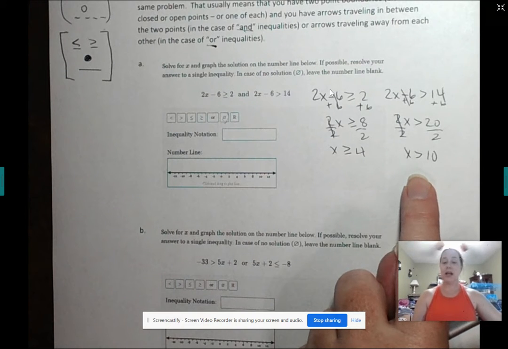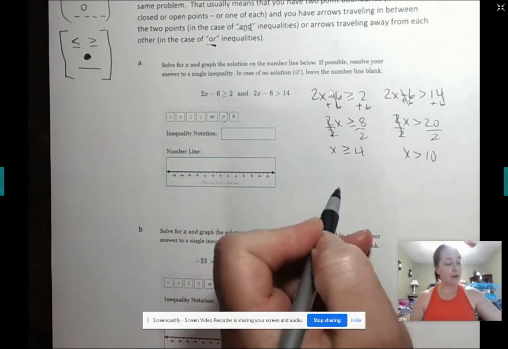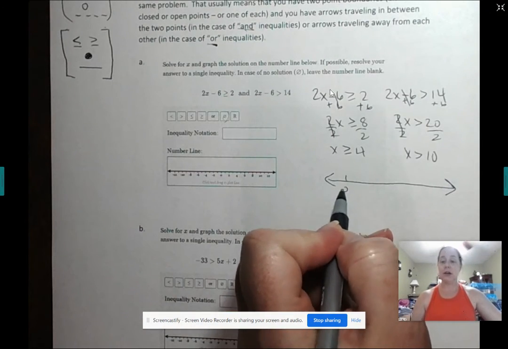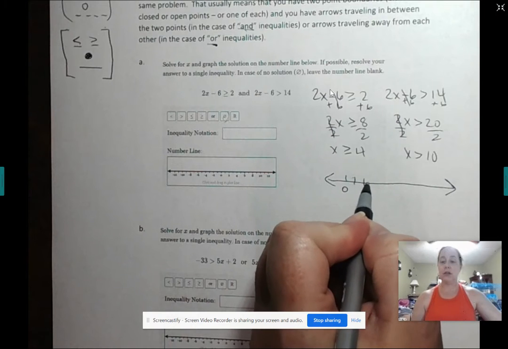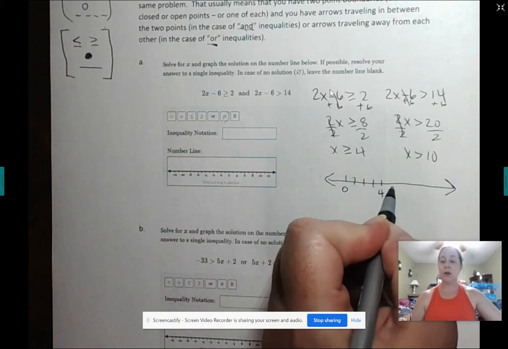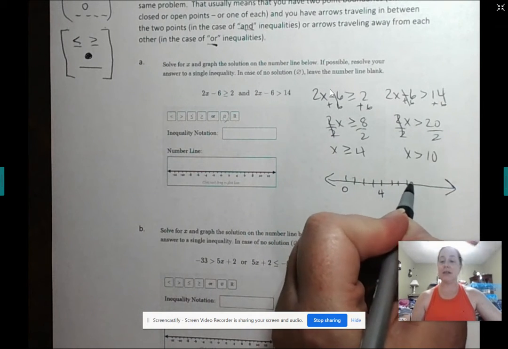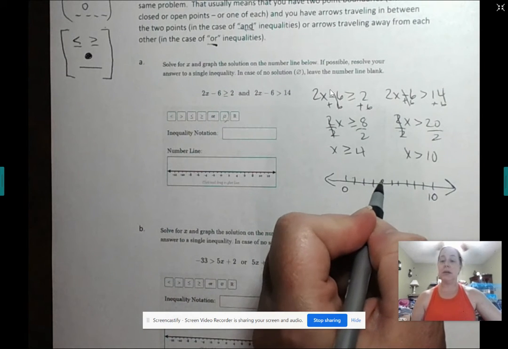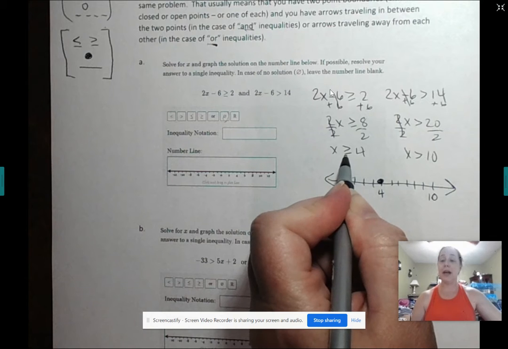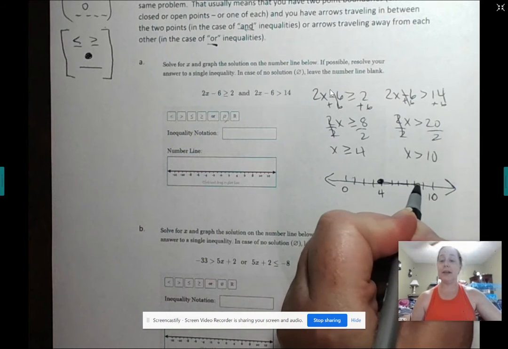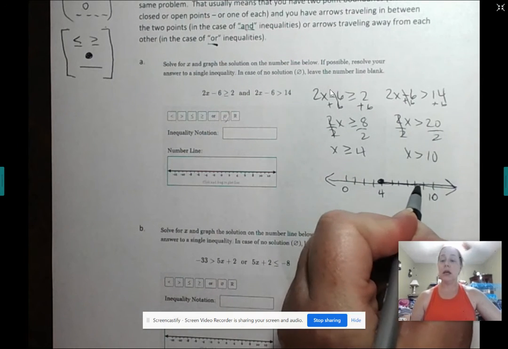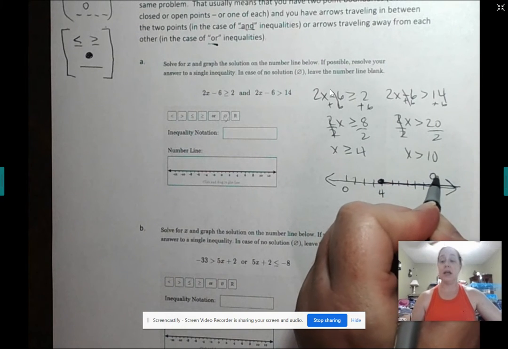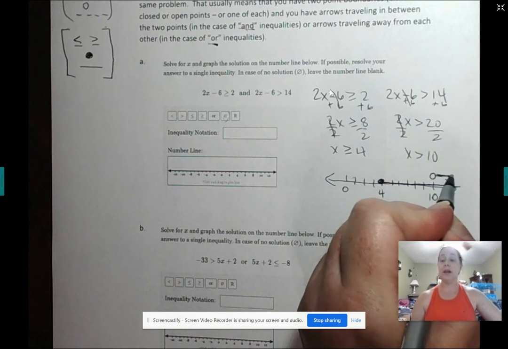So we have to think about this as a graph over here before we put our final answer in. Here's 0, and I've got 1, 2, 3, 4. That's one of my dots, and 5, 6, 7, 8, 9, 10. Here's another one. This one includes 4 and everything to the right of it, right? This graph starts at 10, open dot, and goes this direction.